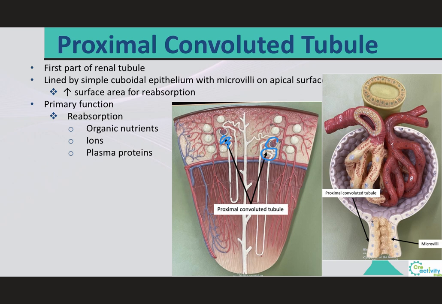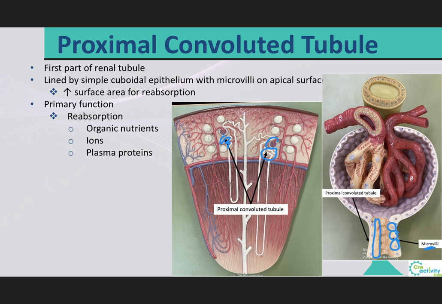Notice how this tubule is going to be lined by a simple cuboidal epithelium, right? Is it not made up of one cell layer? And aren't these cells square? Therefore, simple cuboidal. However, they do have something else on their apical surface. And what is it? They have these projections that are called microvilli.